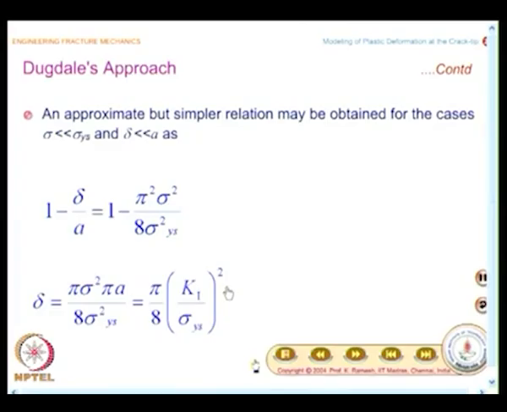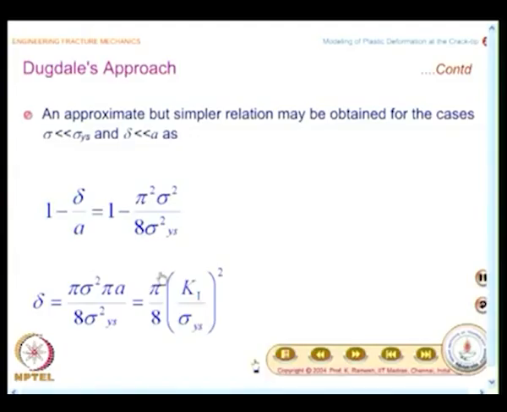In fact, in all problems dealing with plastic zone length, you will have an expression K1 by sigma ys whole square. It will be pre multiplied by a factor. Here the factor is pi by 8. We will also have a summary of these quantities and see how this can be utilized. What is the kind of comparisons that we can make from the simplistic model, Irwin's model and Dugdale's model.